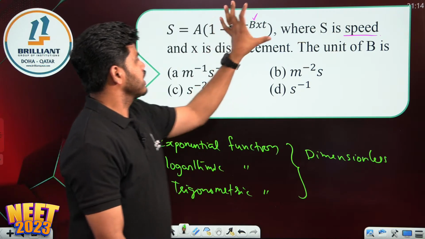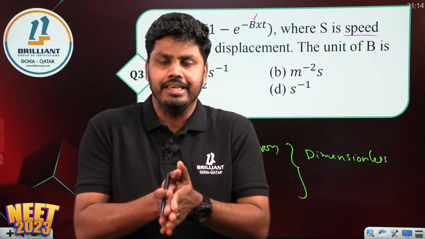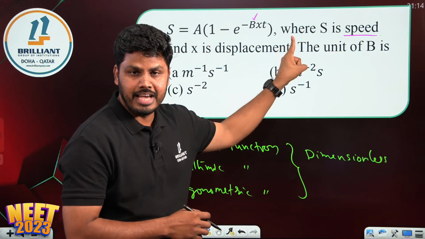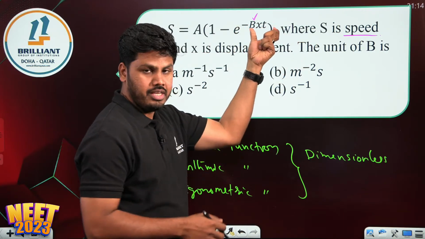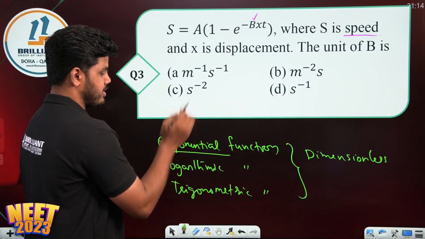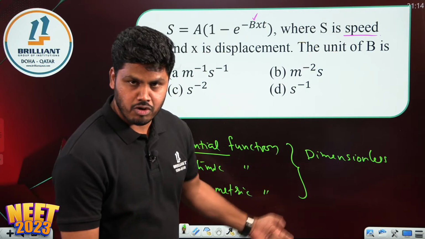Correct? So whatever comes as a power of e, that should be dimensionless, because the exponential function is a dimensionless function. Similarly, the logarithmic function or the trigonometric function.